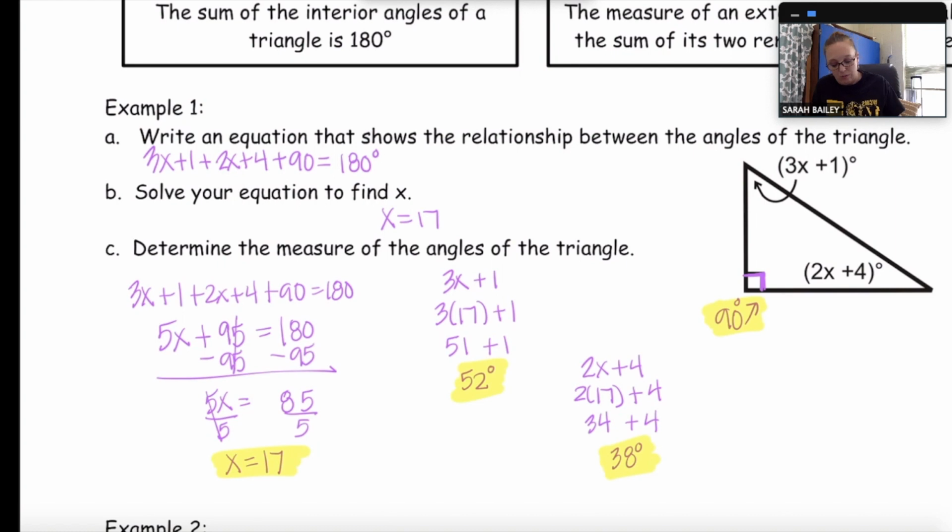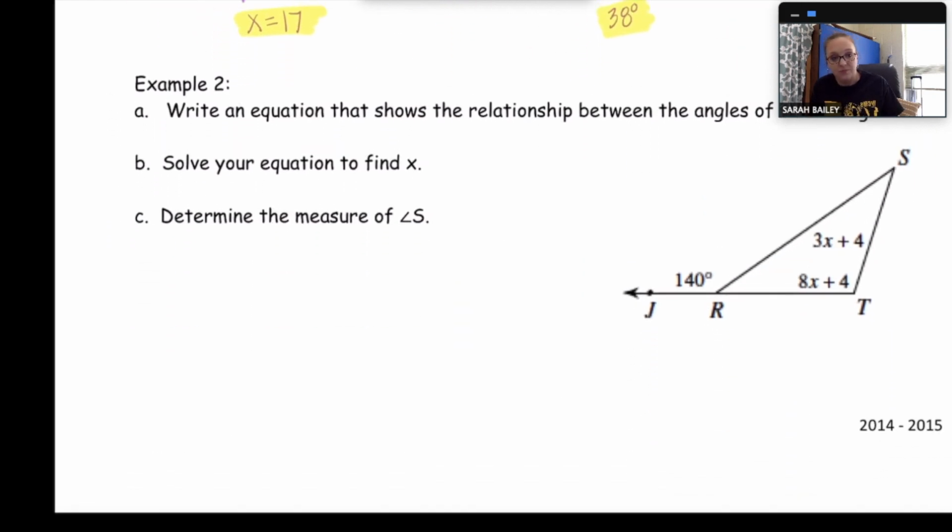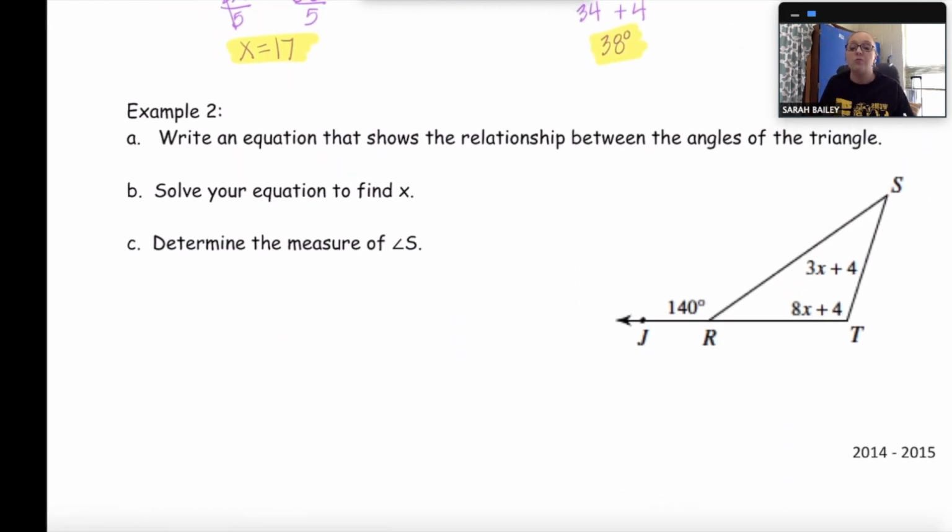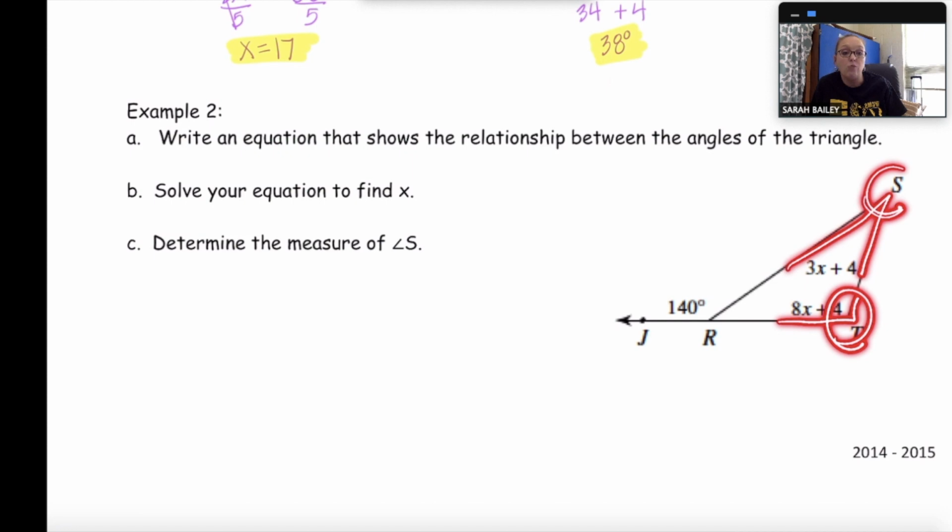Okay, let's try another problem. In this one, it says write an equation that shows the relationship between the angles of the triangle. So in this particular example, we see that this angle is an exterior angle and measures 140 degrees. Now that 3x plus 4 should be for angle S, and then angle T is 8x plus 4. Angle S and angle T are remote interior angles to my exterior angle here. So what does that mean? It means I can use the exterior angle theorem.